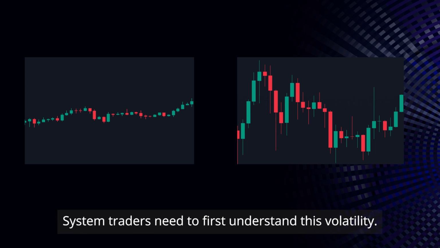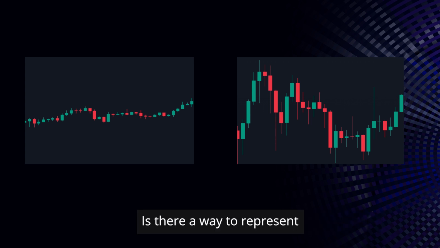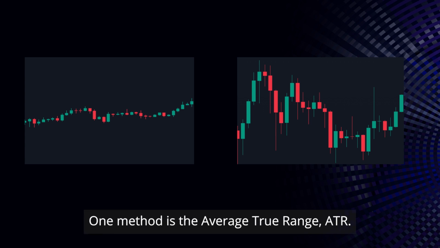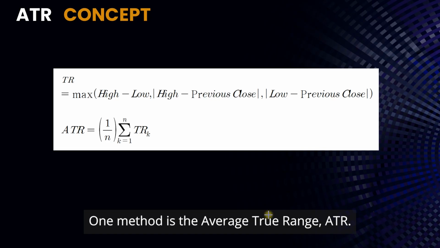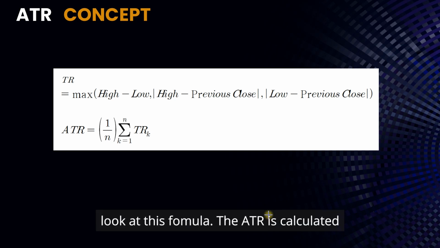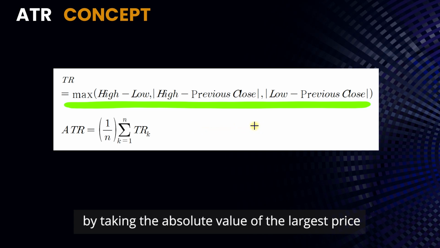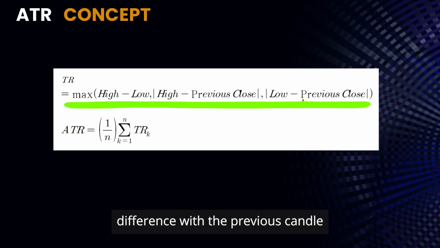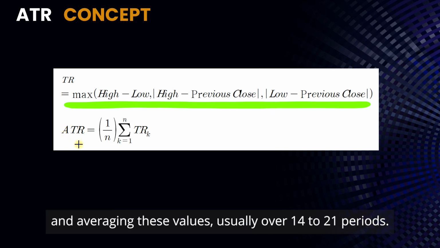System traders need to first understand this volatility. Is there a way to represent this volatility as a single value? One method is the average true range, ATR. To get the ATR value, look at this formula. The ATR is calculated by taking the absolute value of the largest price difference with the previous candle and averaging these values, usually over 14 to 21 periods.